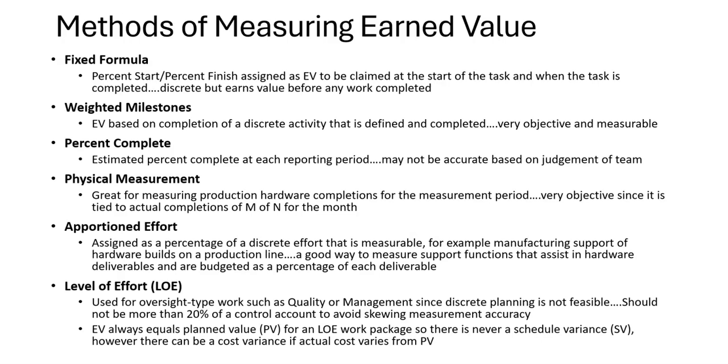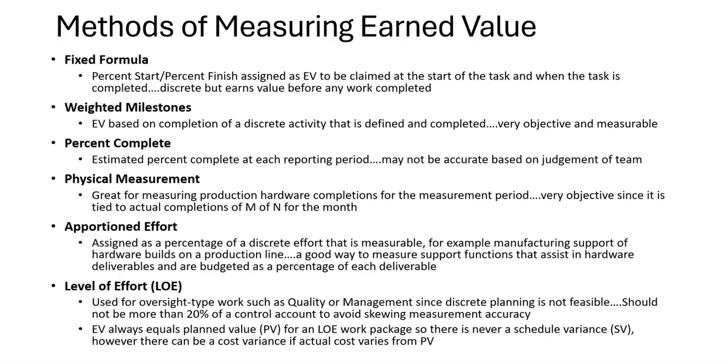The next method is physical measurement, usually tied to hardware completion. So you have production hardware. I'm building 10 widgets a month, and I have planned value assigned to each of those 10 widgets, and as they're completed, I claim them complete and I get earned value for each widget. Very objective since it's tied to actual completions of M of N for the month. M of N meaning at the end of the month I planned, say, 10 widgets, I completed 8, so I have 8 of 10 completed for the month, and I'm essentially getting 80% of the earned value for that month. So that's also a good method.